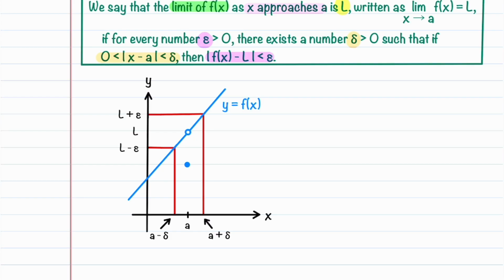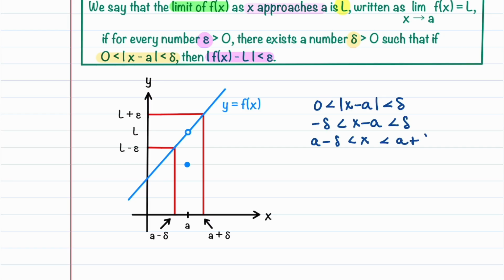Let's start by getting a better understanding of this expression: 0 is less than the absolute value of x minus a is less than delta. I think it's easier to understand this if we get rid of the absolute value. So let's do that. We can get rid of the absolute value by writing it like this: minus delta is less than x minus a is less than delta. And then we're going to isolate x. So we're going to add a to all three pieces. And we get a minus delta is less than x is less than a plus delta.